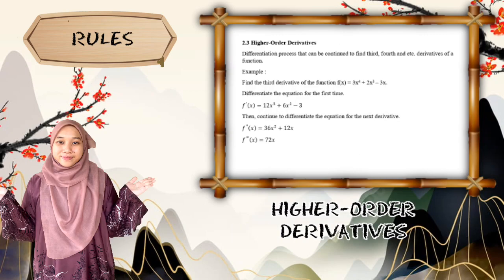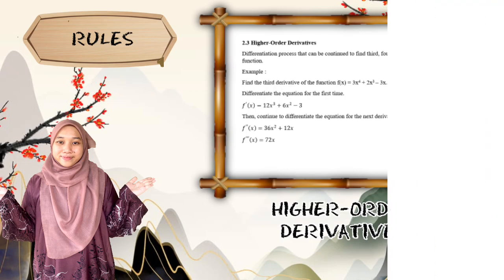Higher order derivative. Higher order derivative is a differentiation process that can be continued to find the third, fourth, and more derivatives of a function. For example, find the third derivative of the function f(x) equal to 3x to the power of 4 plus 2x to the power of 3 minus 3x. First, differentiate the equation for the first time. Then, continue to differentiate the equation for the next derivative.